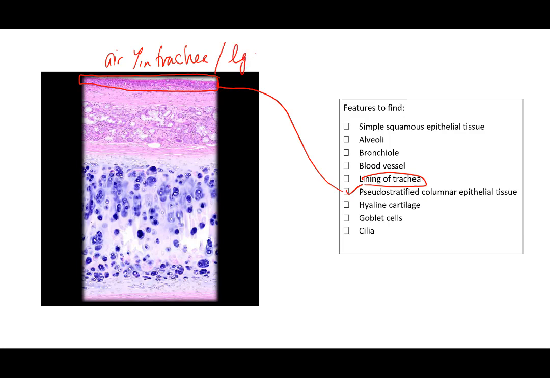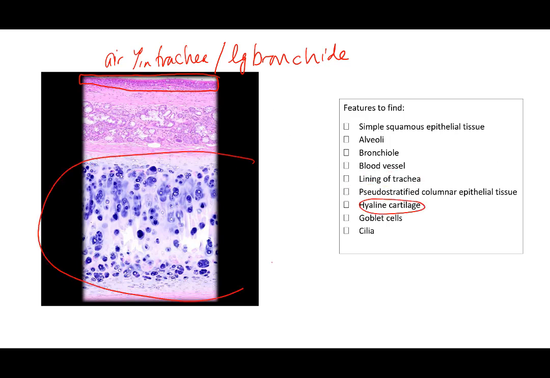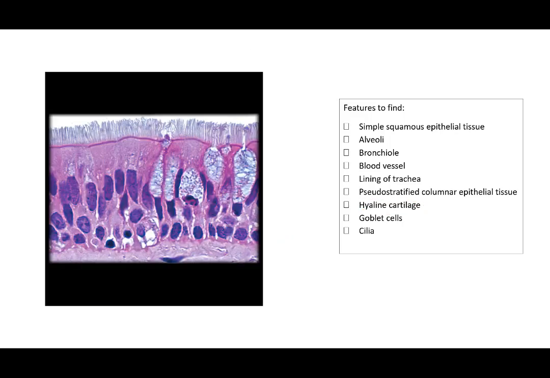or a large bronchiole. The main reason why I think it's a trachea actually is because the hyaline cartilage is right here, and it's a really large piece compared to what the lining is. So it's quite a large piece, which I assume it's a trachea. So that's all you can see from this one.